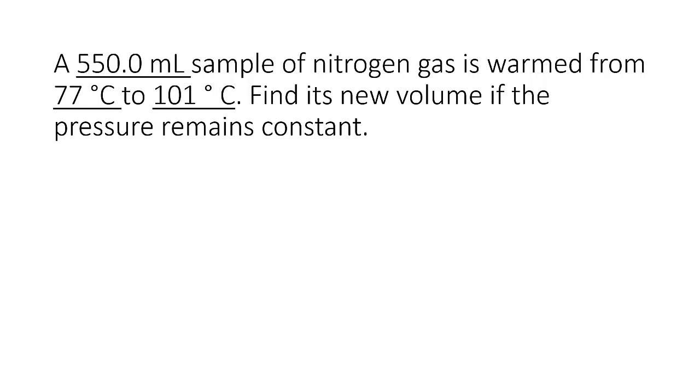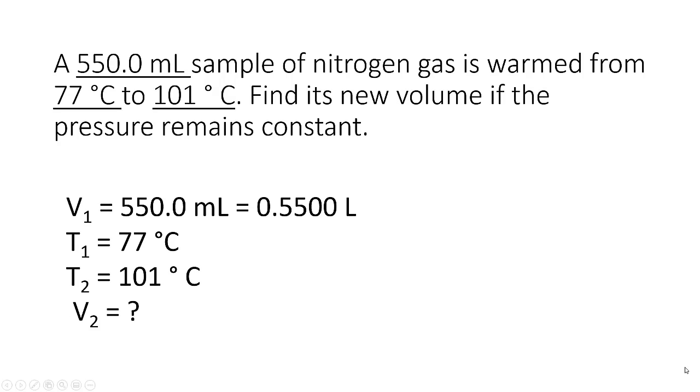Our next problem states a 550 milliliter sample of nitrogen gas is warmed from 77 degrees Celsius to 101 degrees Celsius. Find its new volume if the pressure remains constant. So stop the video and identify your variables. You should have found that the initial volume is 550 milliliters, which is equal to 0.55 liters. Then temperature 1 is 77 degrees Celsius, temperature 2 is 101 degrees Celsius, and volume 2 is unknown. That's what we're trying to find.